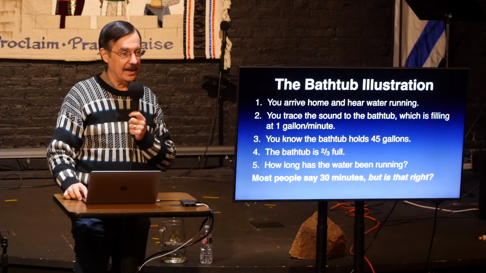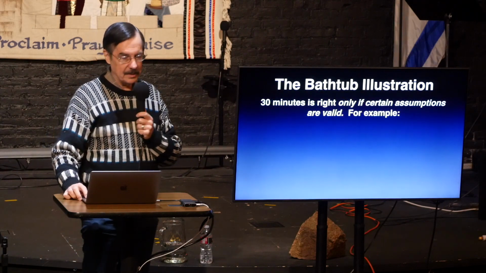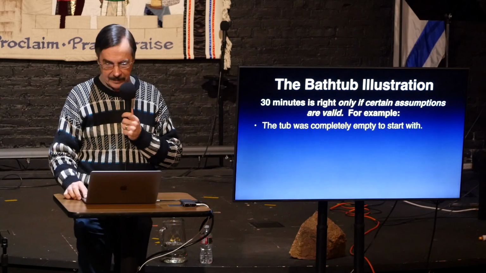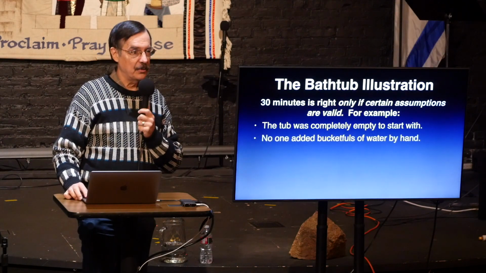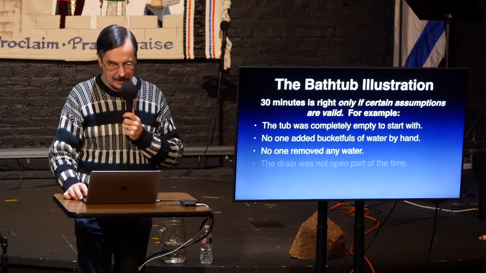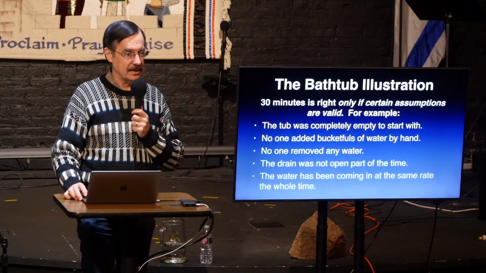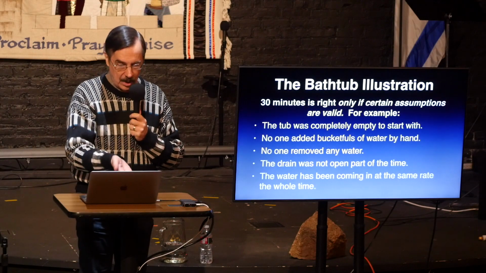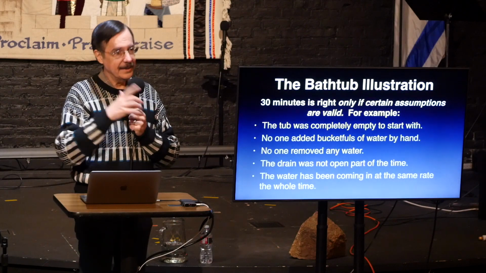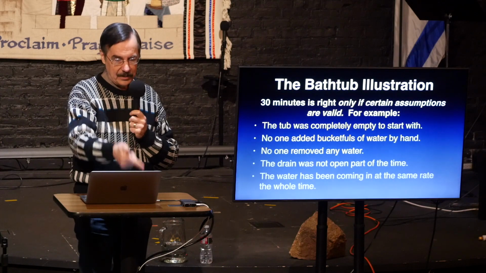If you assume certain things, then that could be a right answer. 30 minutes is right only if certain assumptions are valid. For example, the tub was completely empty when you started. No one added bucketfuls of water by hand. No one removed any water. The drain was not open for part of the time. And the water's been coming in at the same rate the whole time. If you know all of the answers to those assumptions, and if all of those assumptions are correct, then it was 30 minutes. But all the dating methods have unknowns like this.